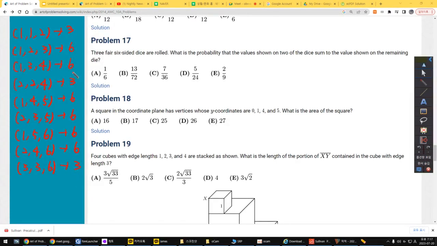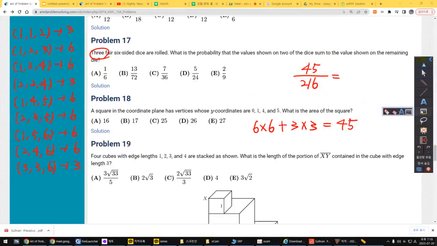So when you add all these numbers, how many cases are possible? So there are 6 and 6 and 3 and 3. So that means the total number of cases is 45. And then when you roll the 3 dice, the number of cases is 6 cubed, so 216. So when you simplify this, which one is the answer from the choices?